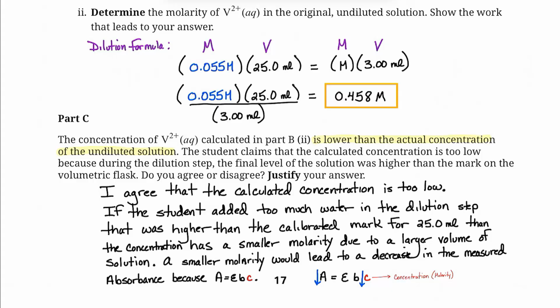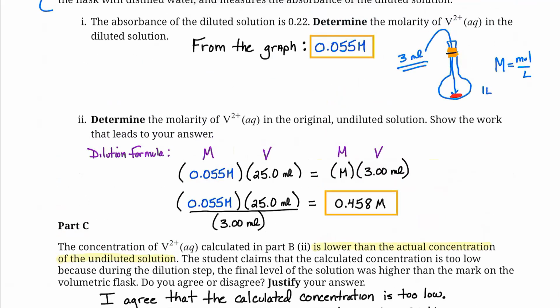The student claims that the calculated concentration is too low because during the dilution step, don't forget that's the step where we took 3 milliliters of a more concentrated solution and we diluted it in 25 milliliters to fit the calibration curve. Any case is too low because of the dilution step. The final level of the solution was higher than the mark on the volumetric flask. This is important. So when we diluted that 3 milliliters into the volumetric flask to make a 25 milliliter solution, we added way too much fluid that went past that calibration line. And therefore, we actually have more than 25 milliliters.